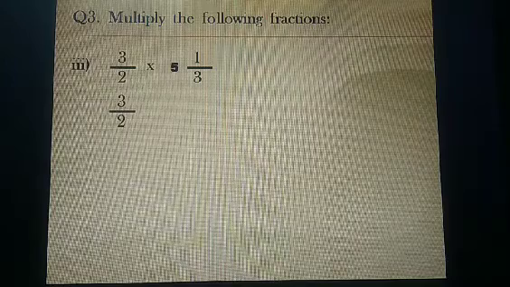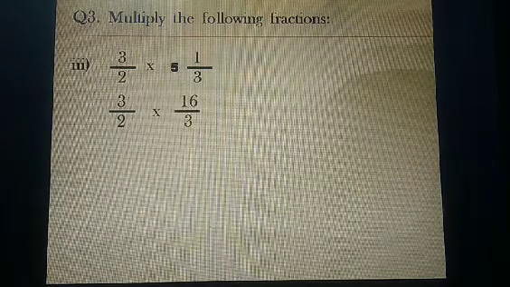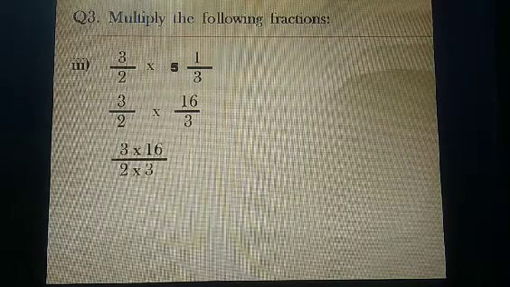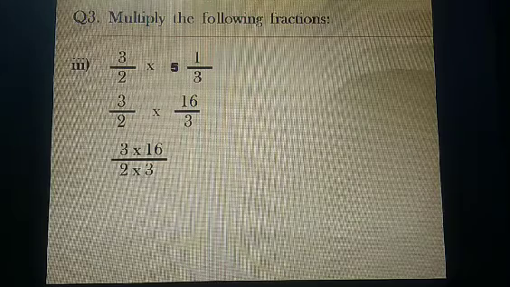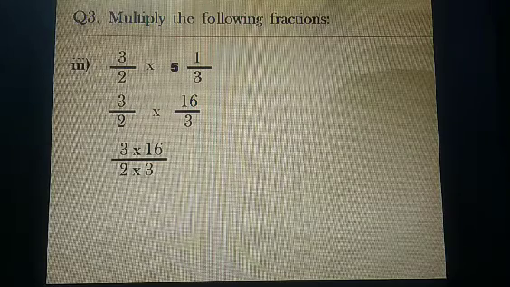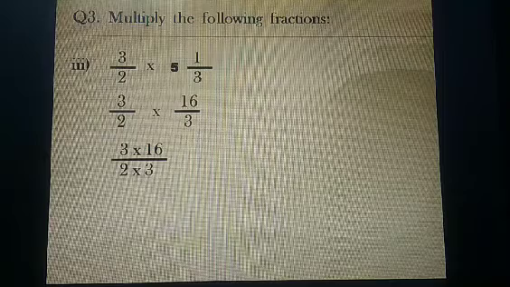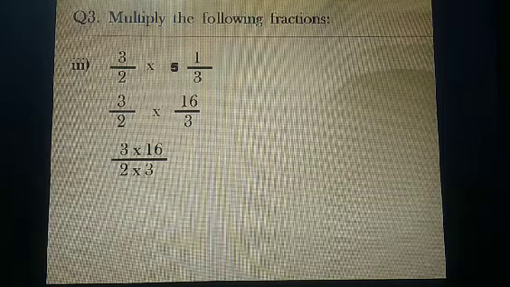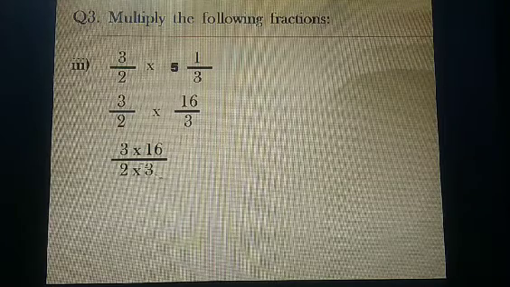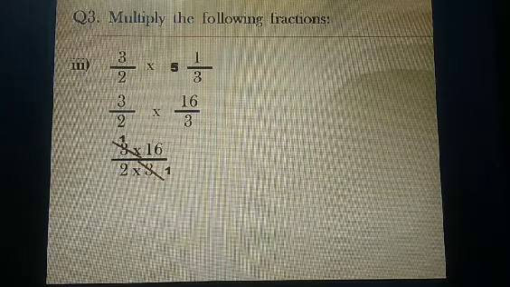Next, first write the first fraction as it is. Change the second one as 16 upon 3. Numerator to numerator, denominator to denominator. Now check. Is there any common factor? Yes, there are two common factors here. One is 3 and one is 2. So first 3 ones are, 3 ones are, then 2 ones are, and 2 eights are. Finally, you will write the answer as 8. Because the denominator is 1, we can skip it.